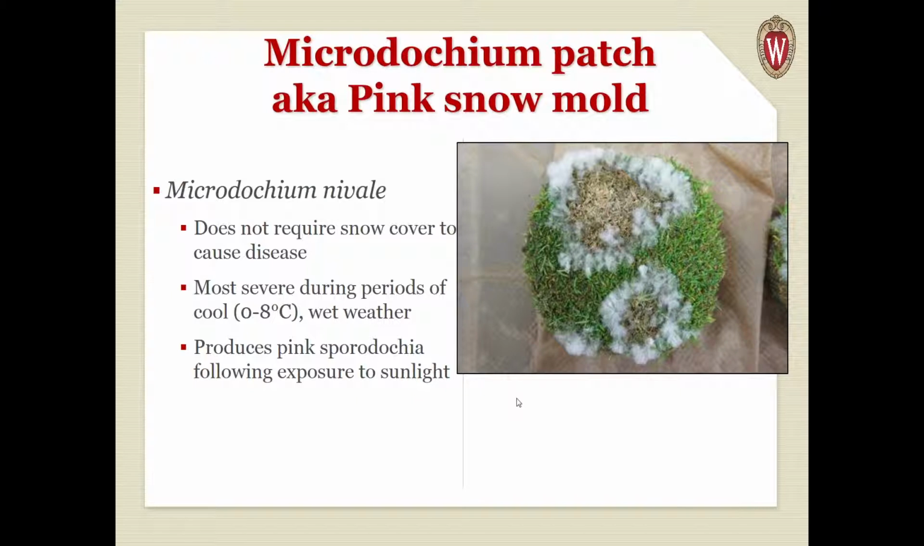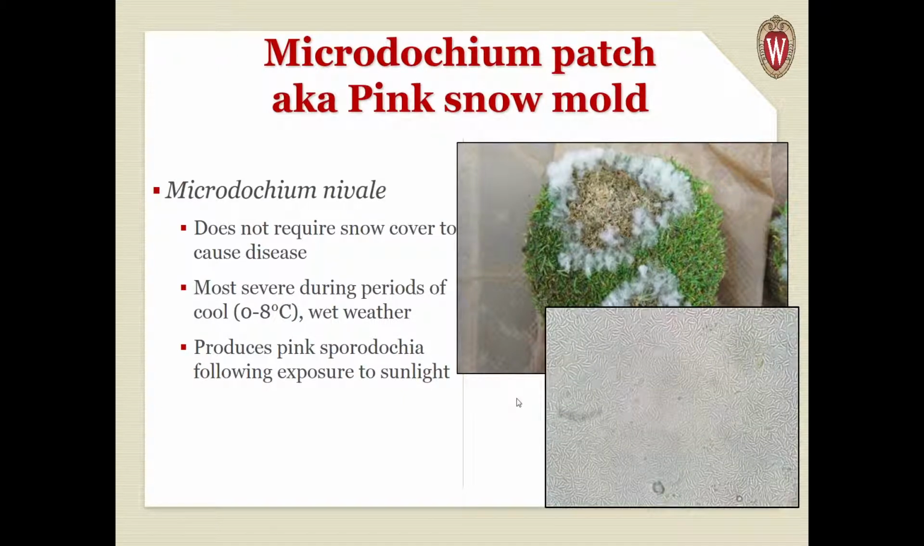All right, then the other primary snow mold disease that we have is Microdochium patch, also known as pink snow mold, also known as fusarium blight, caused by Microdochium nivale. It does not require snow cover to cause disease. It certainly can occur under snow cover, but this is a really severe disease in areas that don't have a lot of snow cover, but it's consistently cool and wet. So we're talking the Pacific Northwest of the U.S. and of Canada, Ireland, UK, Northern Europe, Scandinavia, where it can be a very, very severe disease.